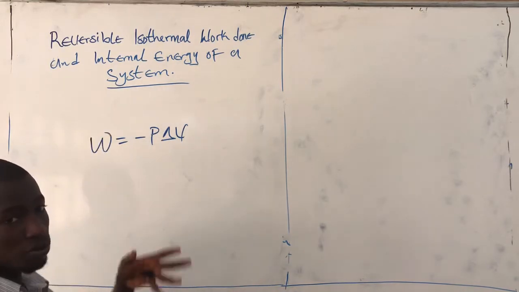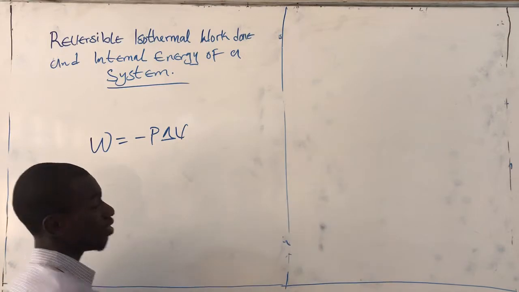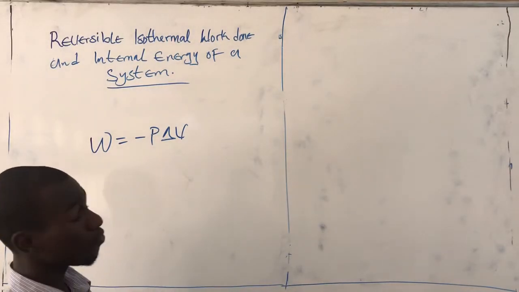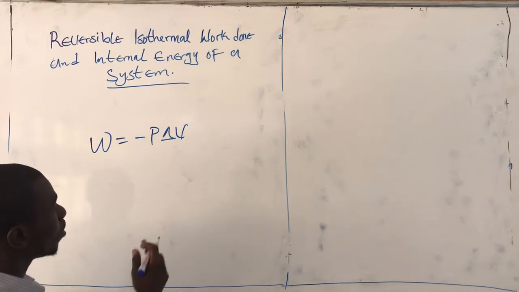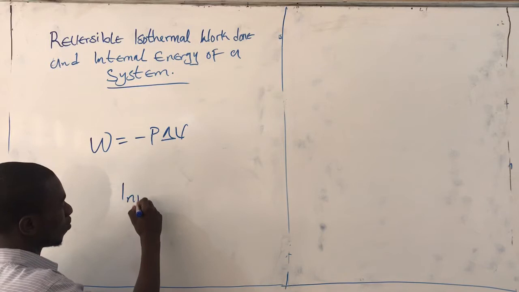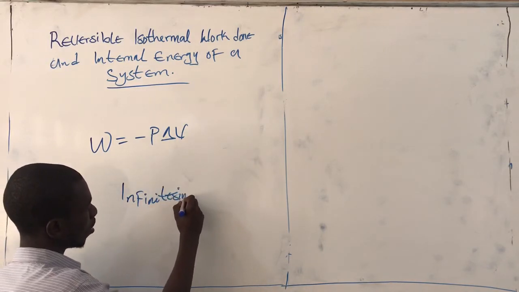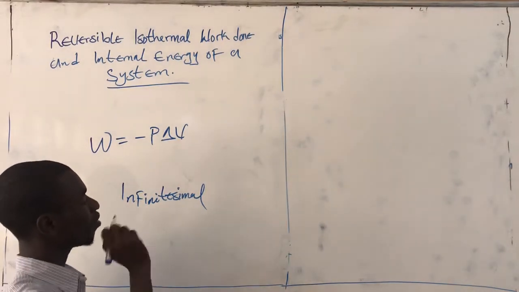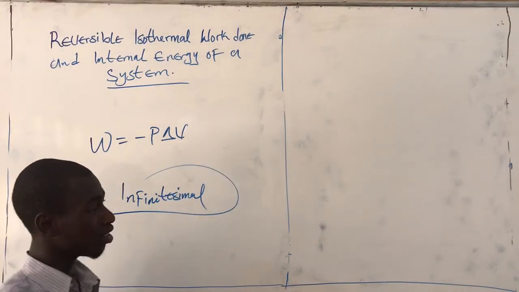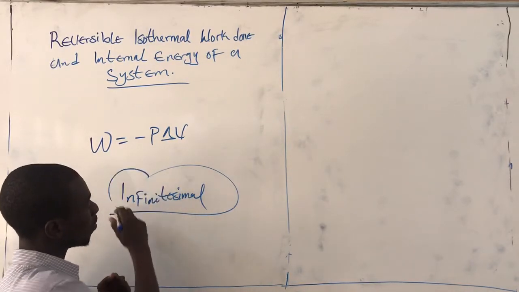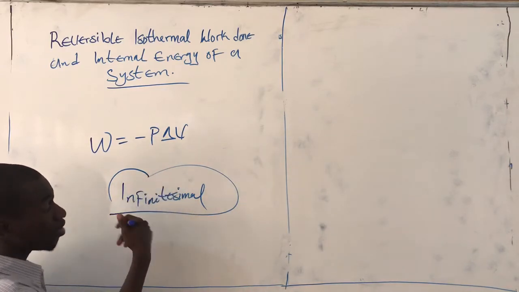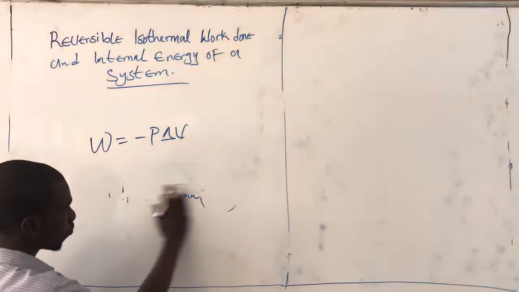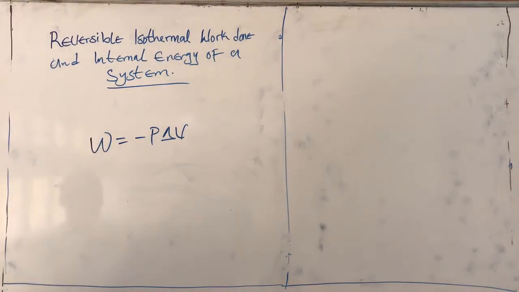Then, what is reversible? A process is said to be reversible when it takes place infinitesimally slowly, and an infinitesimal change in any property of the system can reverse the entire process. When we say something is infinitesimal, that means something that is very small to the extent that you cannot measure. So a reversible process takes place infinitesimally slowly, and an infinitesimal change in a property of the system can change the entire state of the system. That is a reversible process. So today we are going to see the reversible isothermal work done.